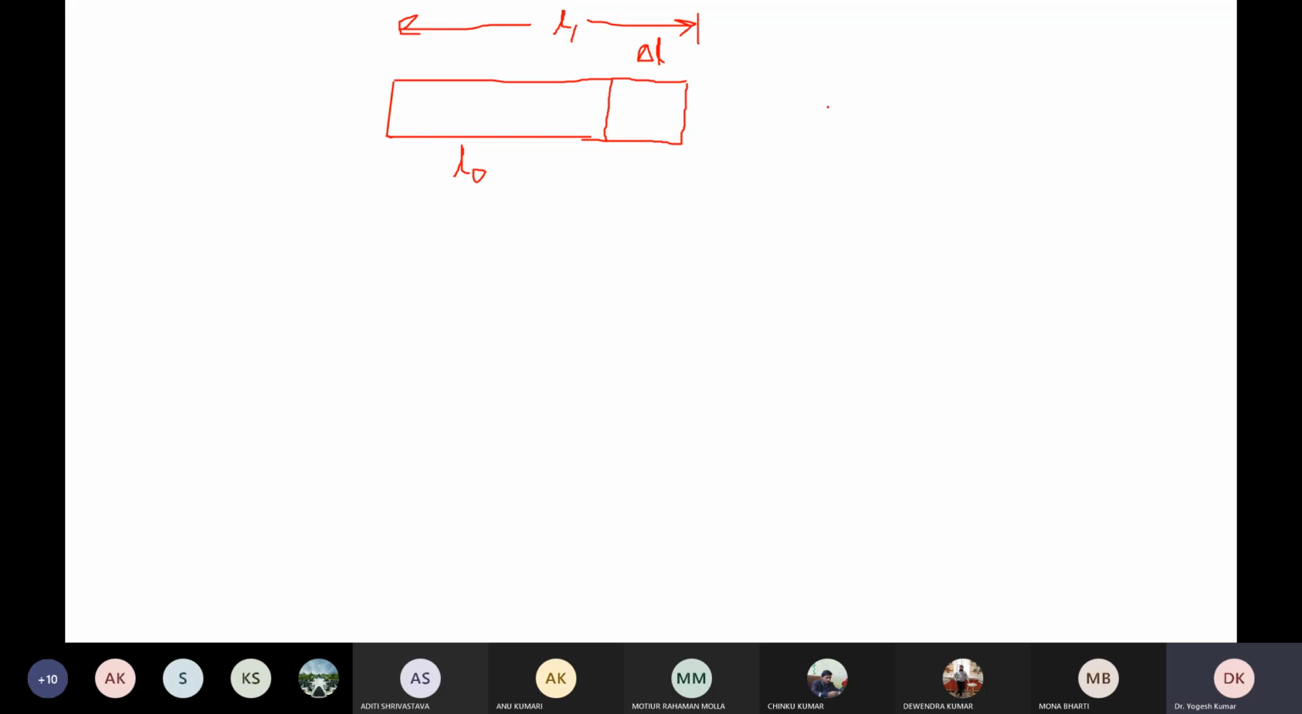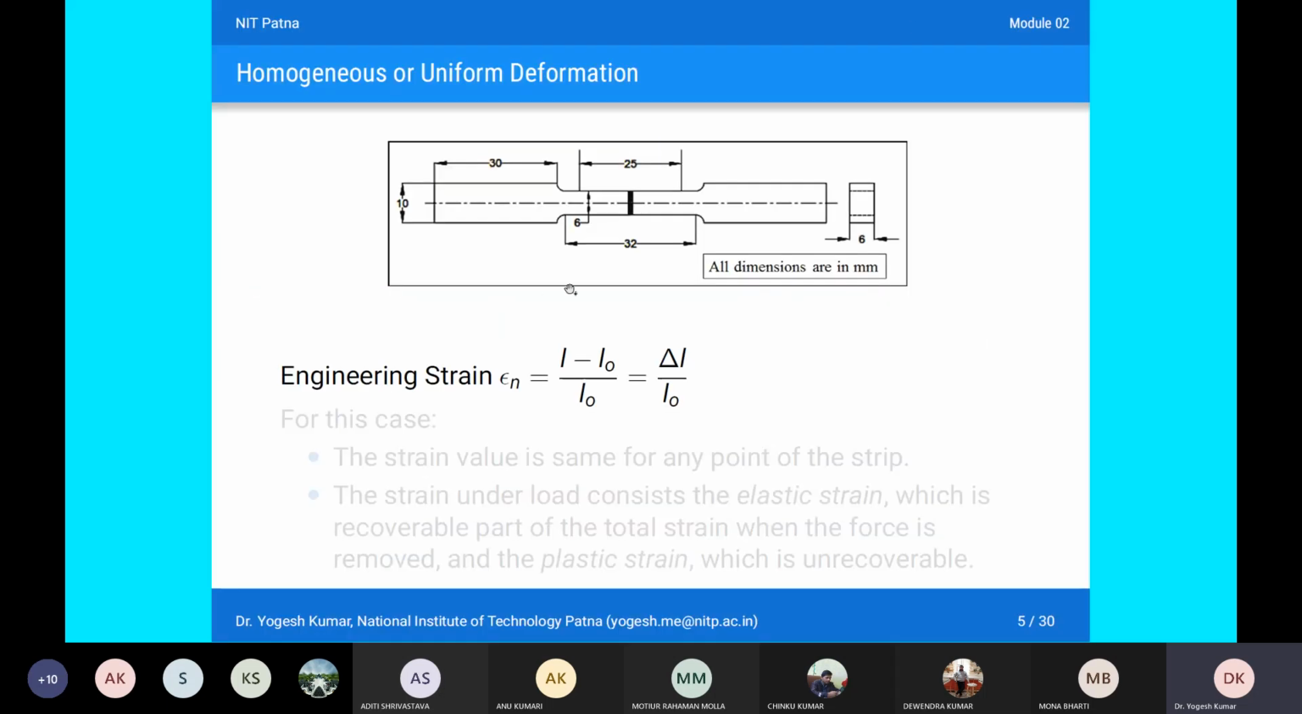So how will we calculate engineering strain? This will be L1 minus L0 upon L0. Okay, so this is given as delta L over L0. Now we are aware of the process of calculating engineering strain.